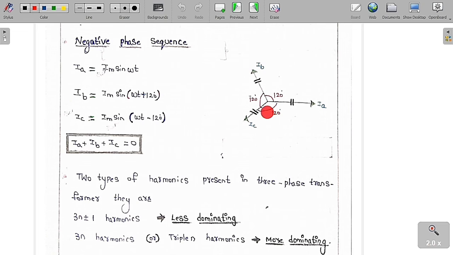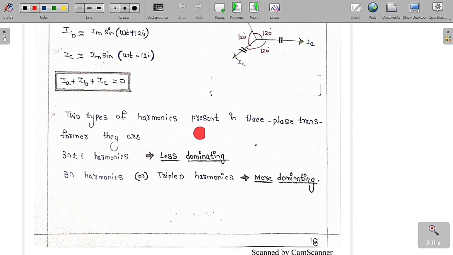All these vectors are of equal length with a phase displacement of 120 degrees between them. So if we add all these three vectors, we are going to get 0 always. So IA plus IB plus IC is always equal to 0.